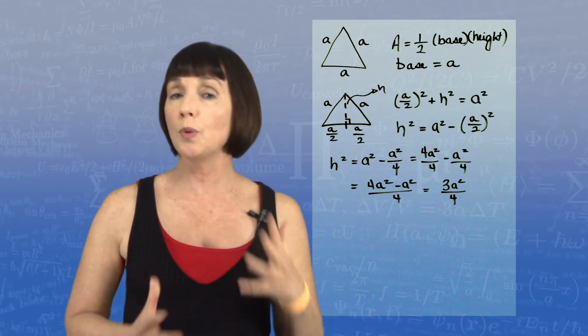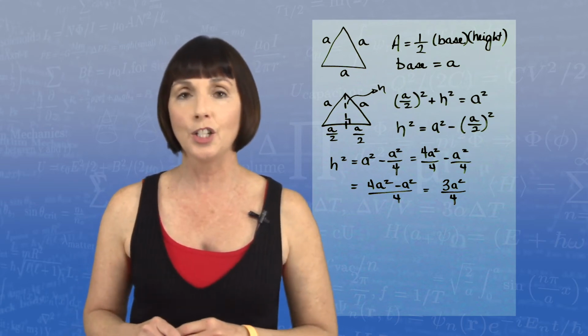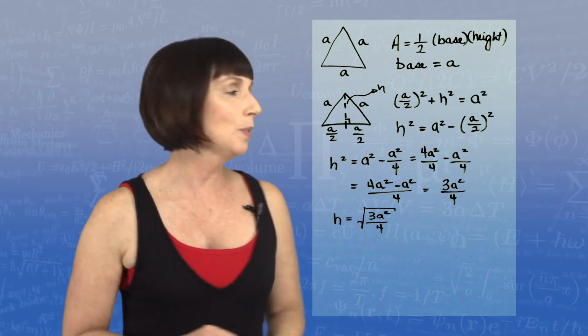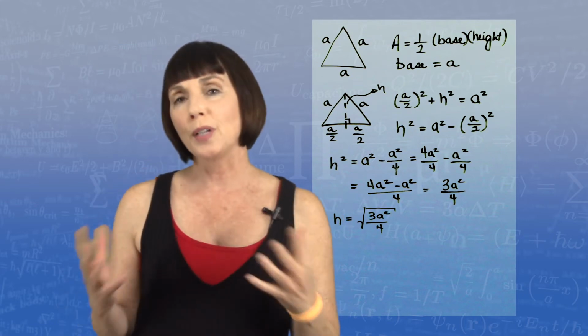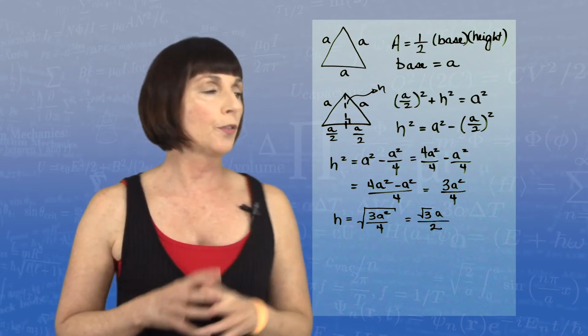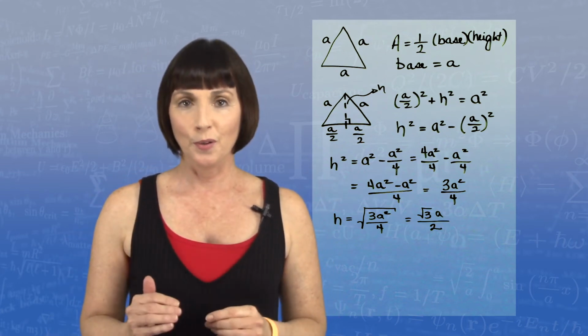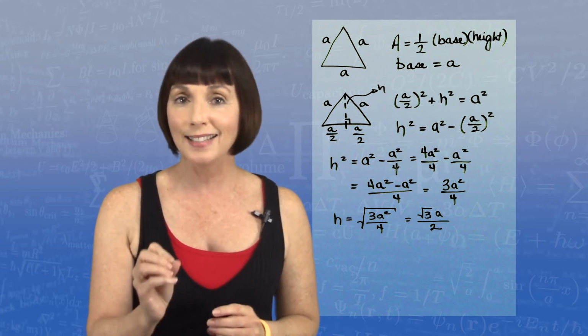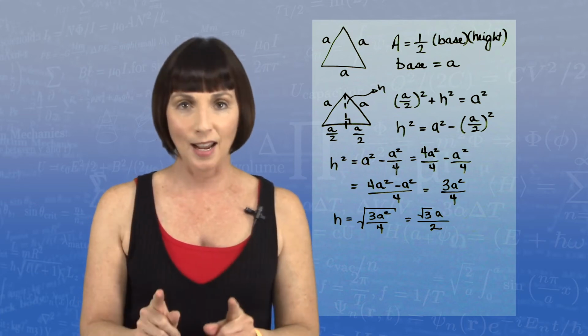Now I have to take the square root of both sides to find out what h is, and I get that h is equal to the square root of 3a squared over 4, and that is equal to the square root of 3 times a over 2. Okay, that's what our height h is. We're almost there. Stay with me.